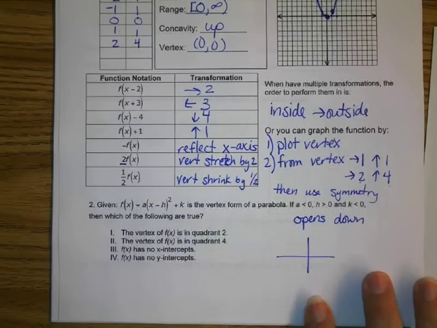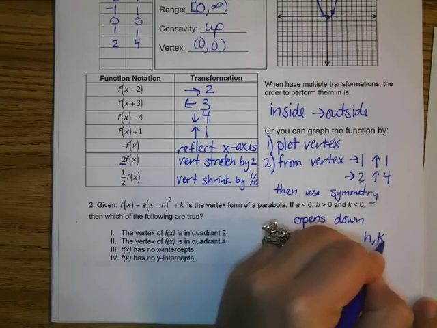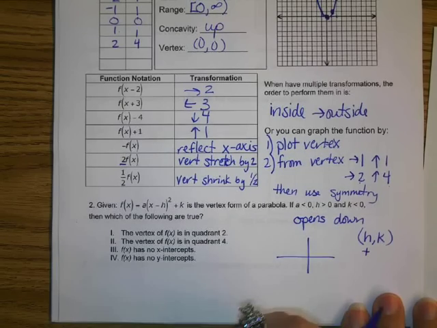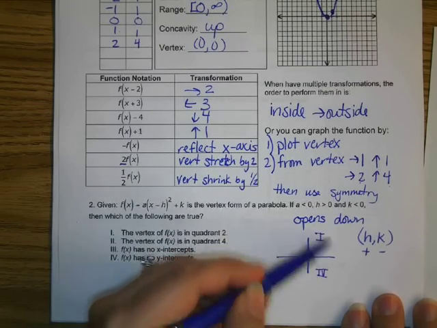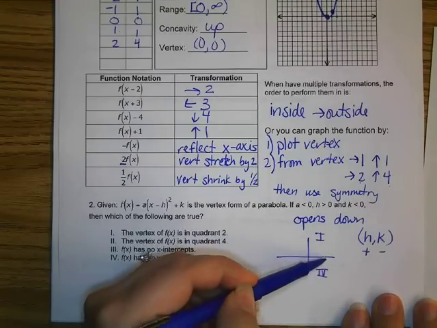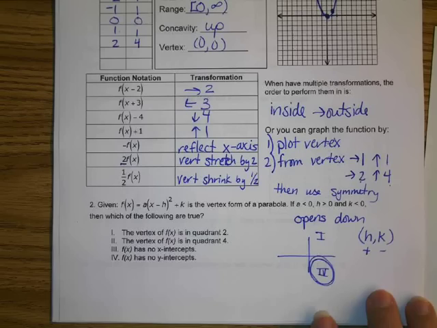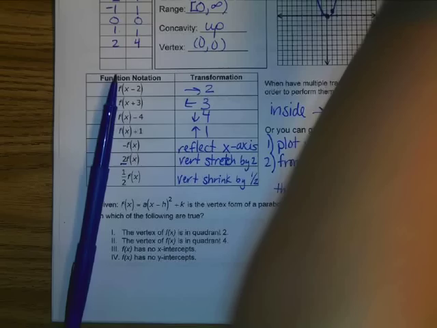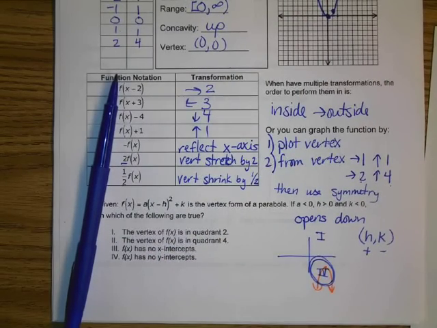So let's think about which quadrant that would be in. Remember our vertex is (h, k). h is greater than 0, so that's a positive, and k is a negative. If I go over in the positive direction to h, I'm in quadrant 1 or quadrant 4. Then since k is negative, from my positive x value, I go down. So my vertex is somewhere down in quadrant 4. And we know that it opens down, so it's going to look something like this.